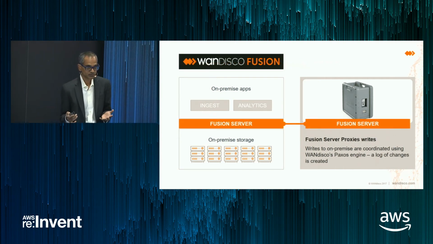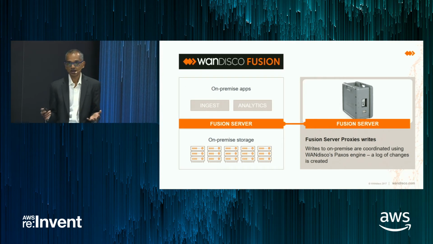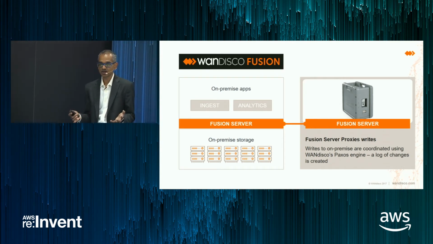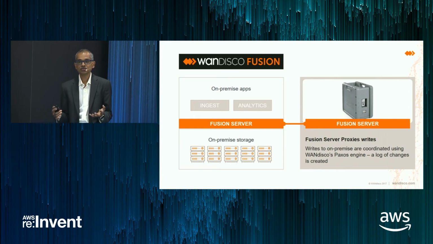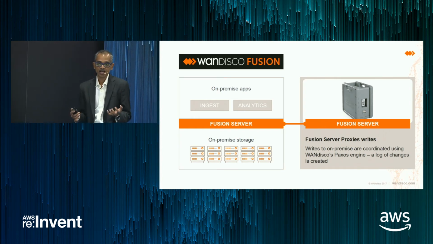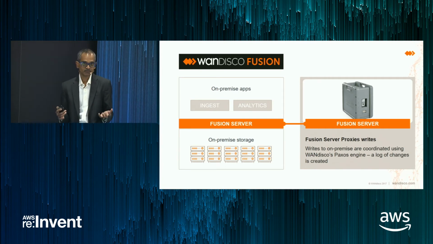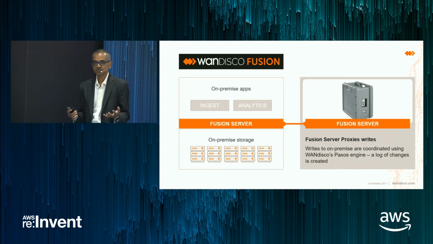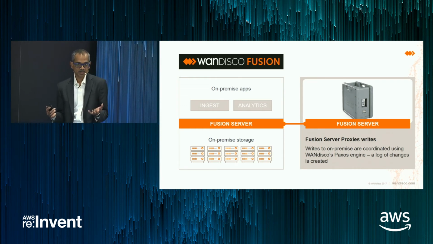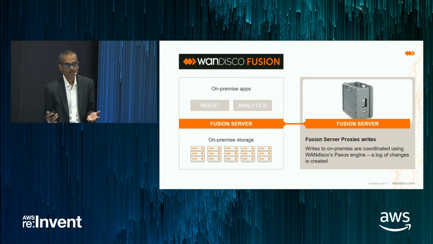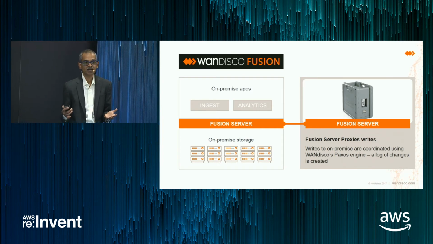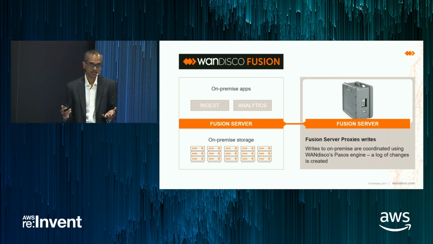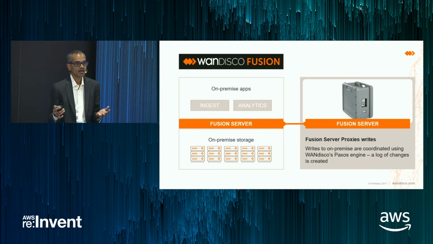Enter WANdisco Fusion. Here's how you'd operate it. Towards the end of this presentation, I'll go into the details of the technology we use, but basically you install a Fusion server as a proxy both in front of your on-premise storage and your Snowball. Once you install it, it proxies all the writes to the underlying storage system. The next thing that happens is that you run a repair, so all of the data that's not in the Snowball gets copied to it.